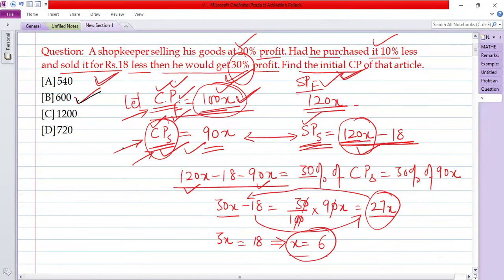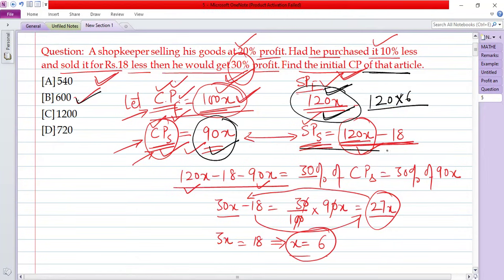And please mind, more questions are available of the same type. Someone may ask what was the first selling price or initial selling price. Here, the initial cost price is asked. If the initial selling price is asked, then it will be 120 into 6. And what is the new cost price? It will be 90 into x. And the new selling price will be 120 into x minus 18. Obviously, x is 6.